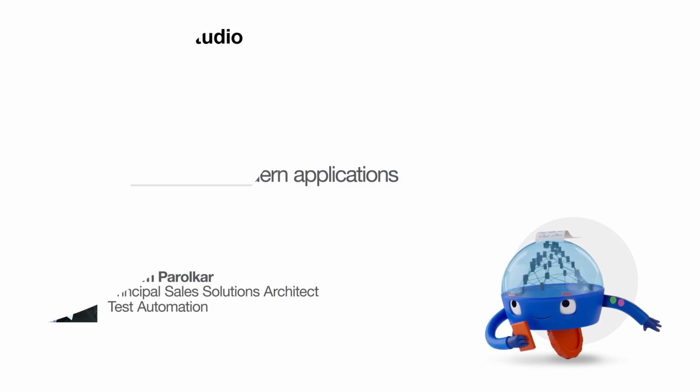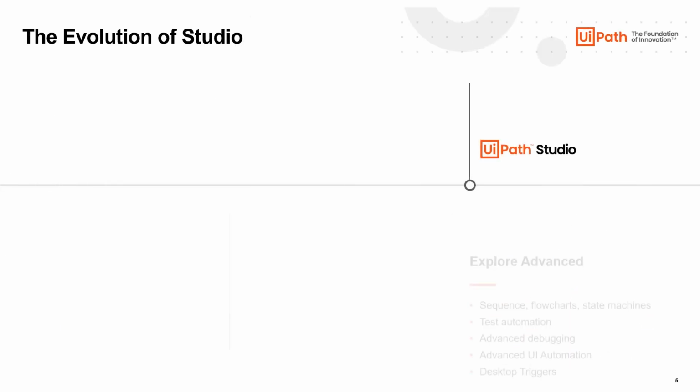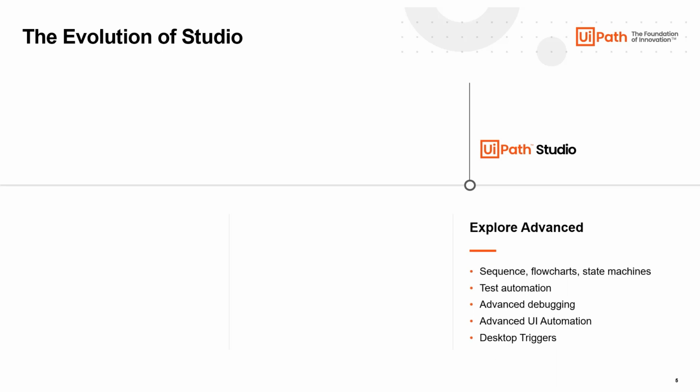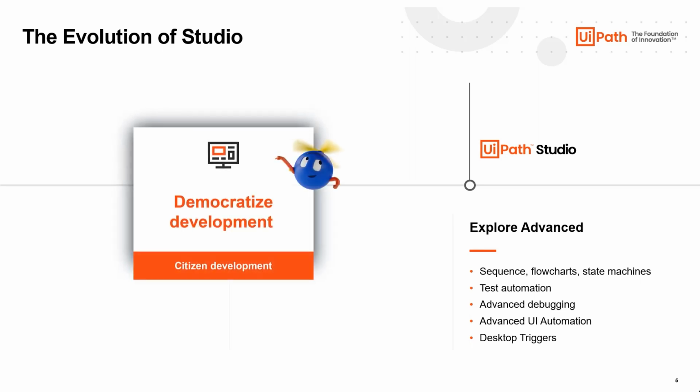Let's talk about the evolution of UiPath Studio. In 2015, we started with a desktop version of UiPath Studio. This was an advanced IDE that allowed developers to create sequences, flowcharts, and over the years, we've added more advanced capabilities like debugging and test automation.